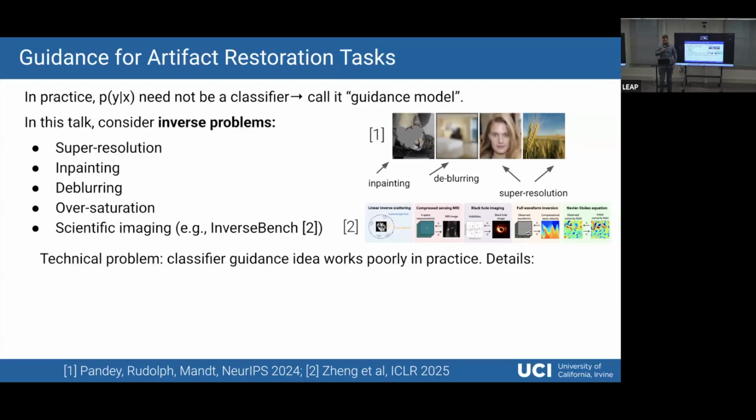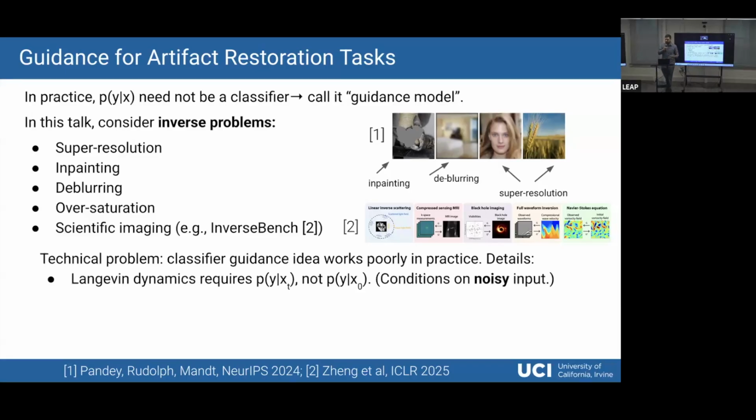Okay, so it turns out that, again, in all of these cases, we need versions of classifier guidance. But there is a technical problem that makes it non-trivial, right? The main idea is that classifier guidance, if done naively, oftentimes works poorly in practice. The reason is a technical detail. When you do classifier guidance, I told you that you need to take your classifier, P of y given x, and then you differentiate it with respect to its input and add that to your score. But if you pay close attention, you actually need the classifier evaluated at x at various noise levels, not only at the clean image x0. So you need P of y given xt and not P of y given x0.